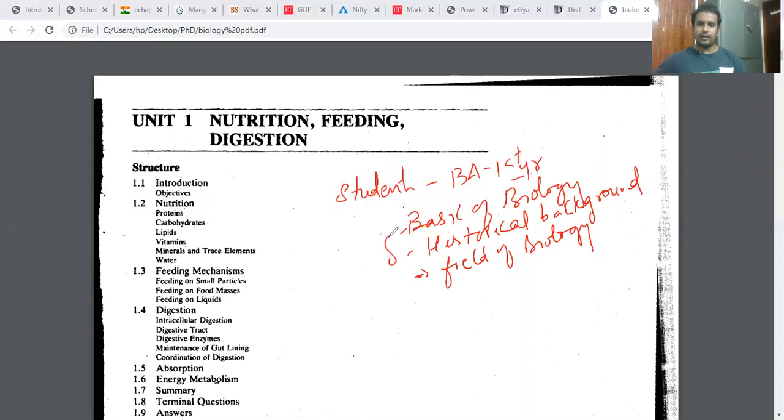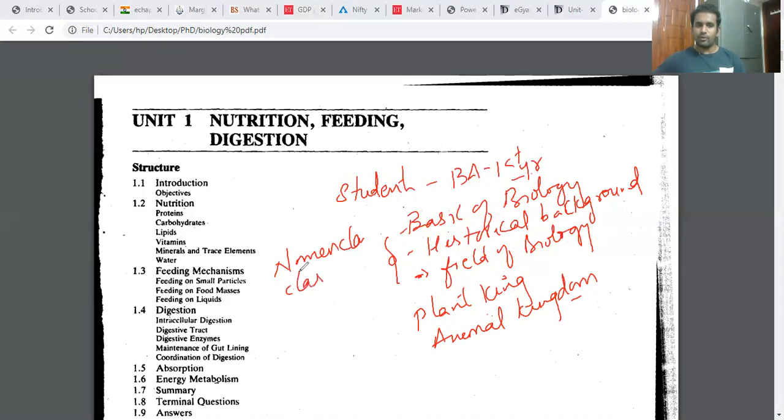And later on I went ahead with very complex topics, and we have dealt with the plant kingdom, and we have dealt with animal kingdom. If you are aware of this fact, we have done already all of this: plant kingdom and animal kingdom. Okay, then we have also studied about nomenclature of living organism. We have also studied about classification of living organism.